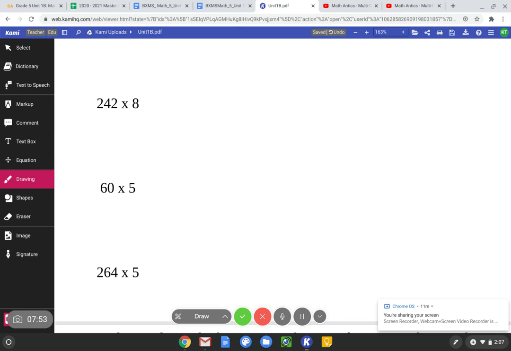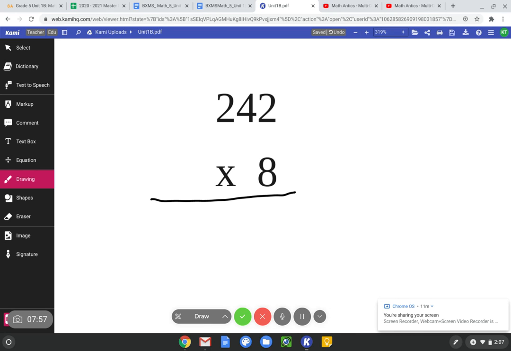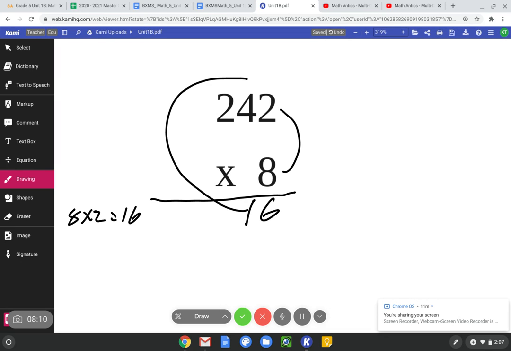Now we're switching it up a bit. We're going to do 242 times 8. So we begin with the ones place. 8 times 2 equals 16. The 1 would be in my way, so I'm going to put it in the added.